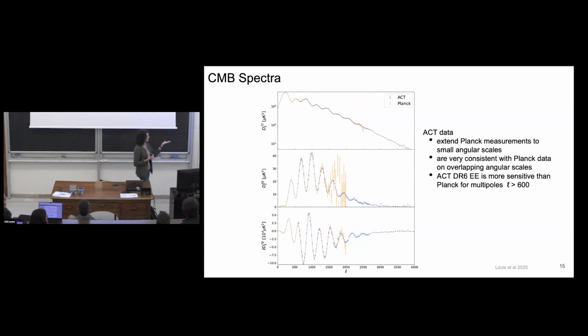You see that the ACT data extend the Planck measurements to smaller angular scales. It was designed to do so, but it's still nice to see that this is happening in such a great way. There is also very good consistency between ACT and Planck on the scales where they have common measurements. And then in terms of polarization itself, ACT is really dominating the measurements at all scales available to it.